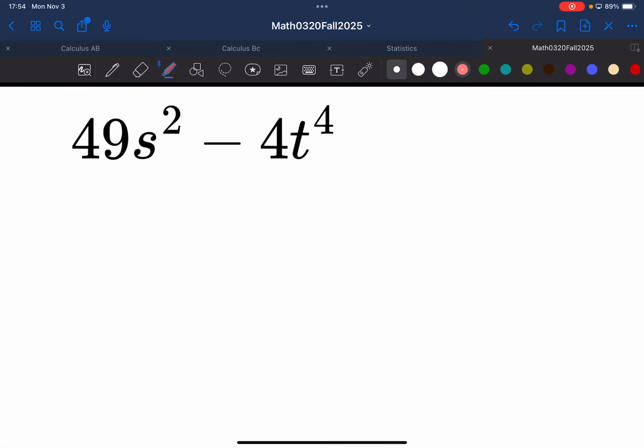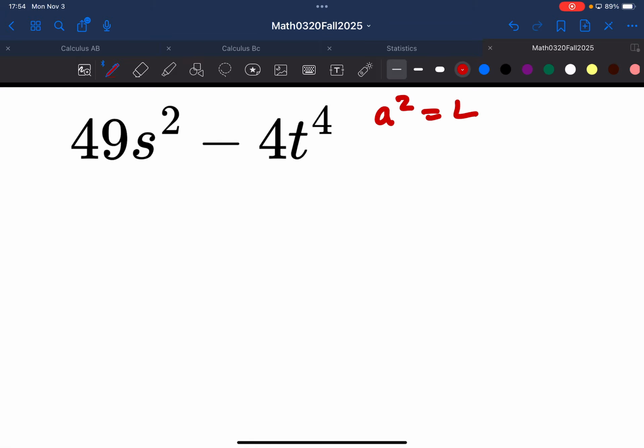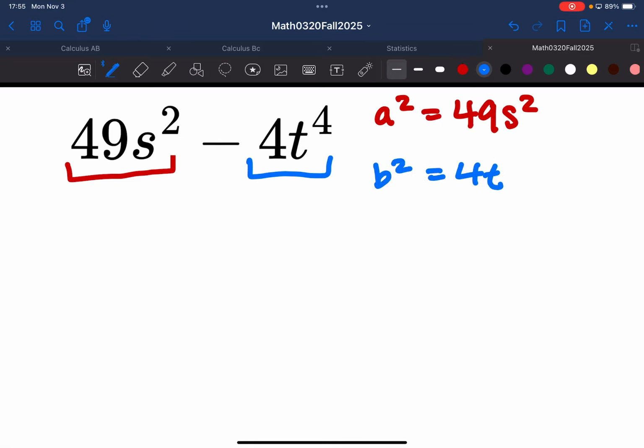Okay, so now we have 49s squared minus 4t to the fourth. I'm going to do the same thing. I'm going to label what my a squared and my b squared are. So a squared is going to be equal to 49s squared. a squared is the first term. B squared is my second term, so b squared is 4t to the fourth.